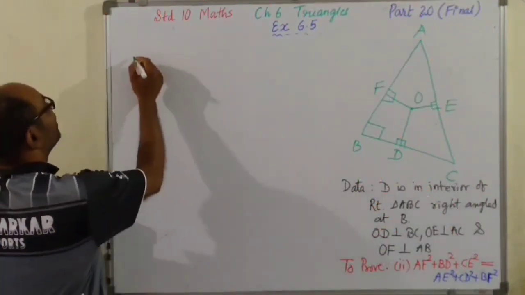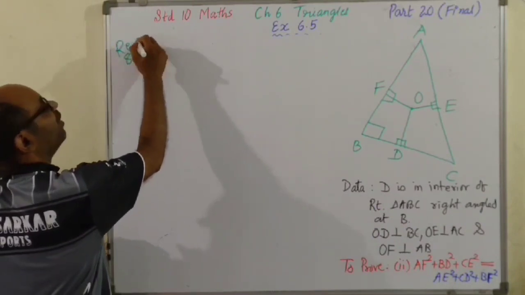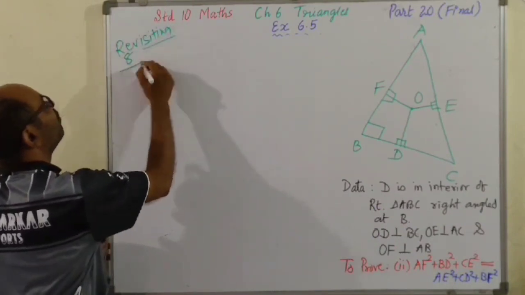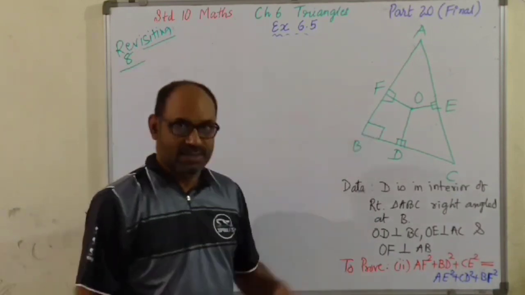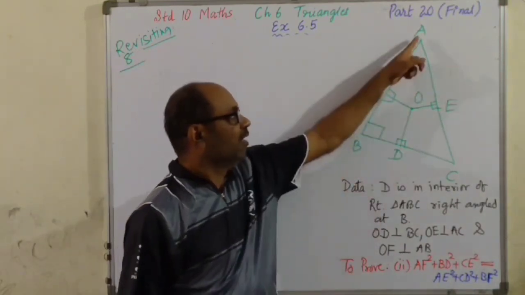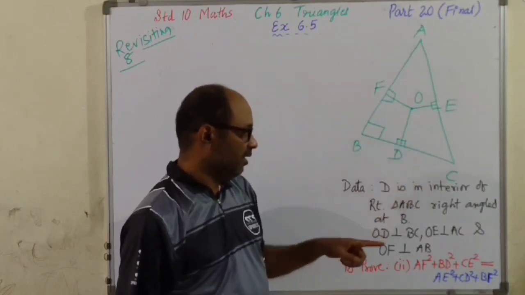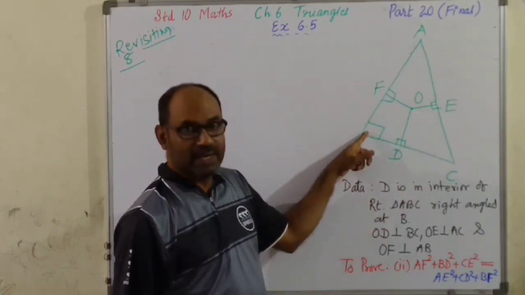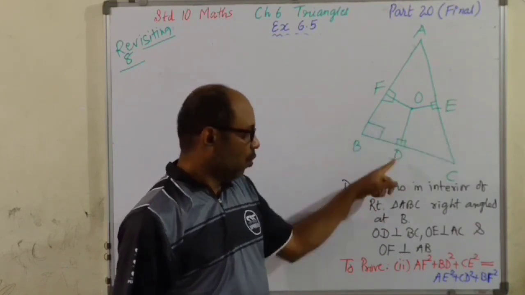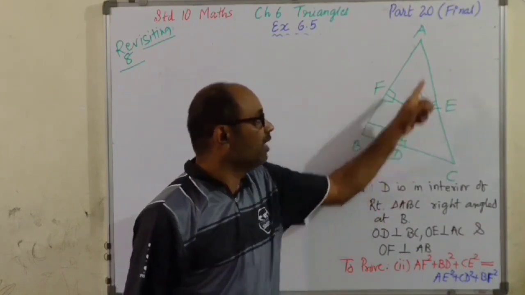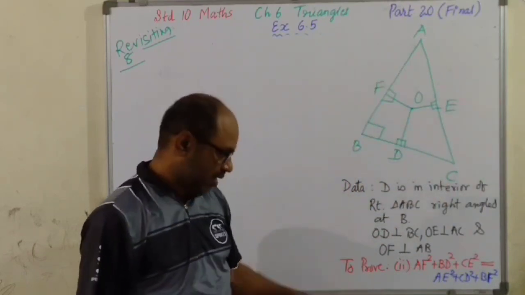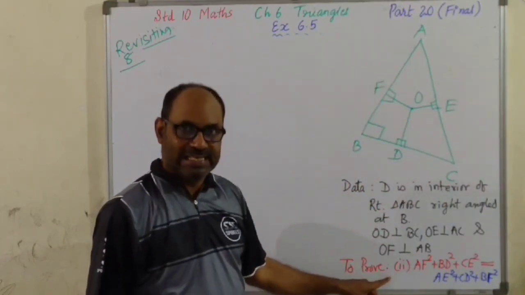Alright, from exercise 6.5, revisiting this. Alright, as someone asked me. Here is the figure of the 8th one. In triangle ABC, O is in the interior and it is right angled at B. OD is perpendicular to BC, OE is perpendicular to AC, and OF is perpendicular to AB. I'm just going to prove the second result.